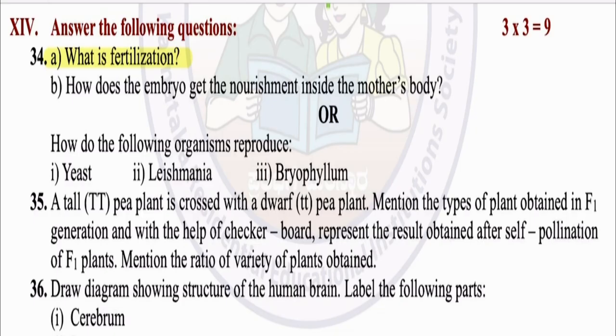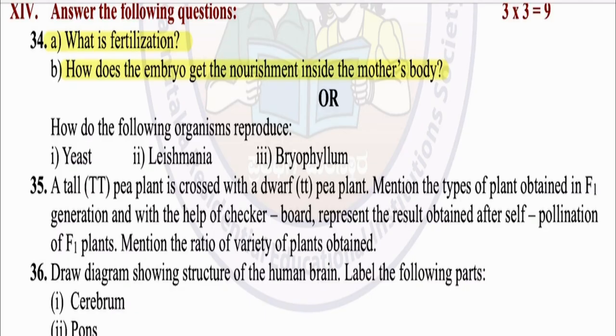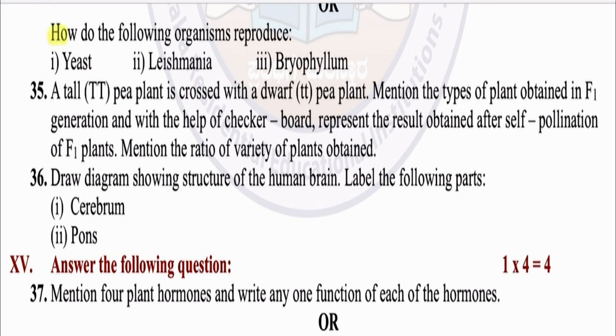Next, B. How does the embryo get the nourishment inside the mother's body? Embryo gets nutrition through the placenta, which provides a large surface area for glucose and oxygen to pass from the mother to the embryo.